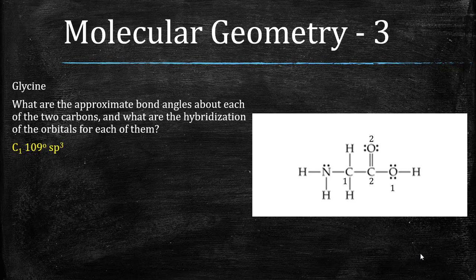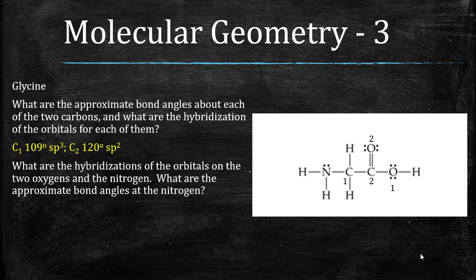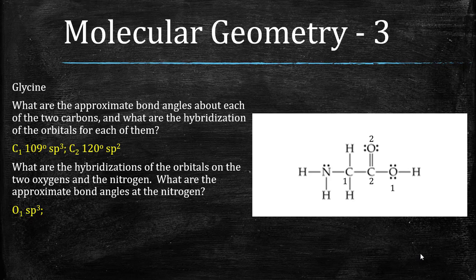The carbon number 2 has 3 electron domains, so that is sp2. It's trigonal planar, so it's 120 degrees. What are the hybridizations of the orbitals on the 2 oxygens and the nitrogen? And what's the approximate bond angle at the nitrogen? Well, oxygen number 1 is tetrahedral, so that's sp3. Oxygen number 2 would be 3 electron domains, so that's sp2. The nitrogen has 4 electron domains, so it will be sp3.